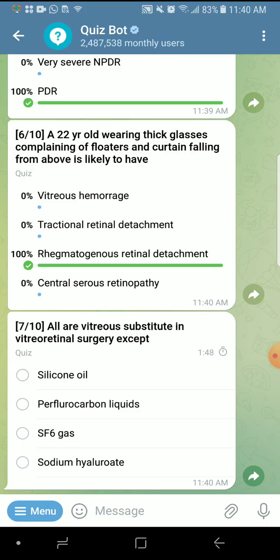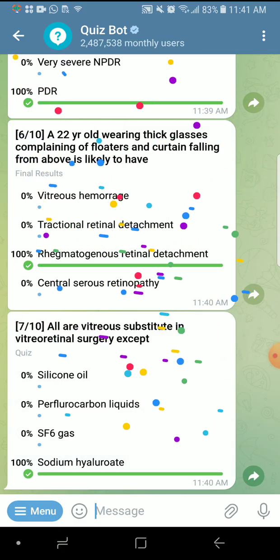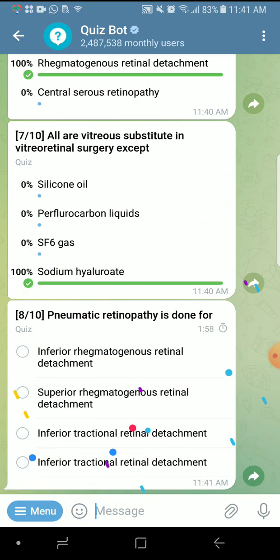In vitreoretinal surgery, you take out the vitreous and replace by vitreous substitutes like silicone oil, perfluorocarbon liquids, air, SF6, C3F8 gases. Sodium hyaluronate is not a vitreous substitute, it is a viscoelastic. Can be used in cataract surgery. I told you this in previous quiz as well, if you're following the quiz.